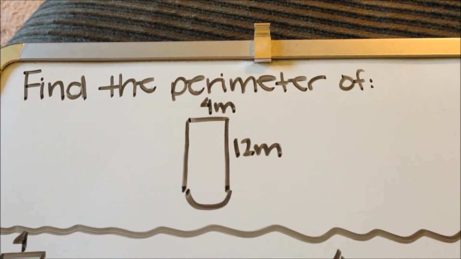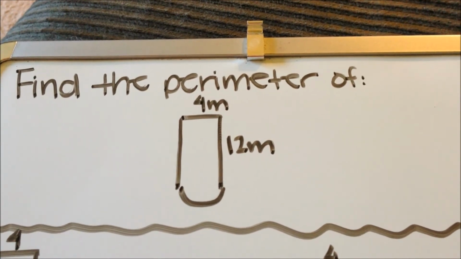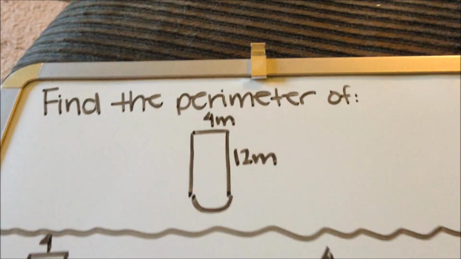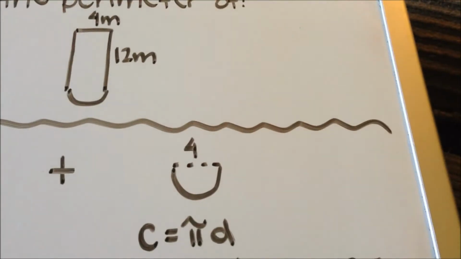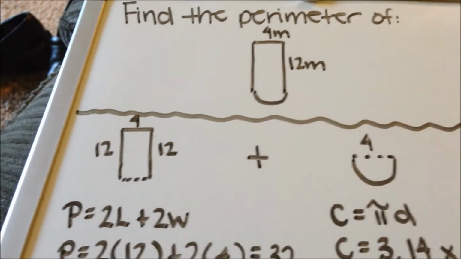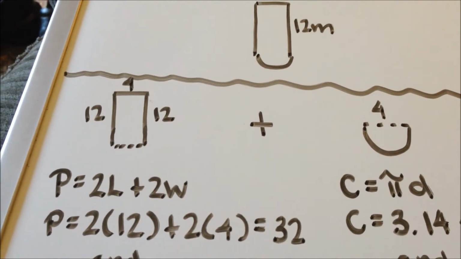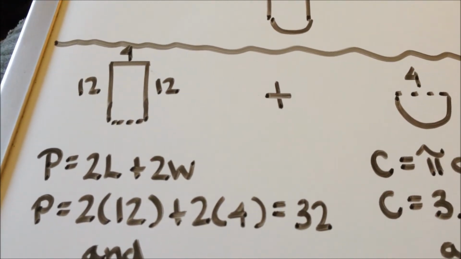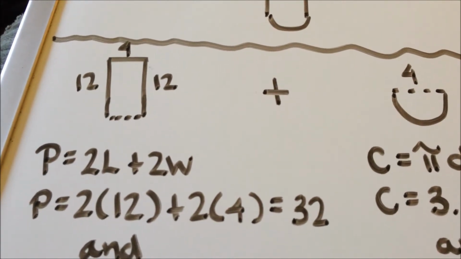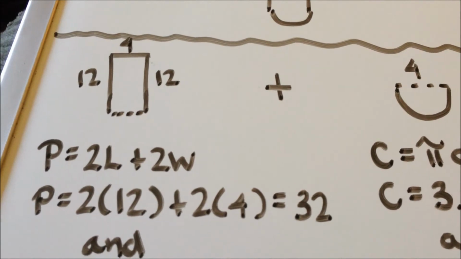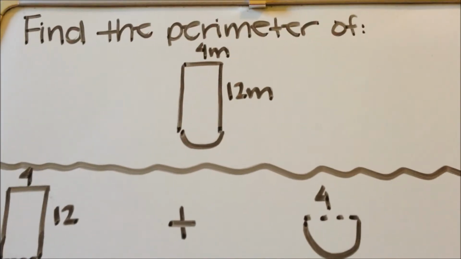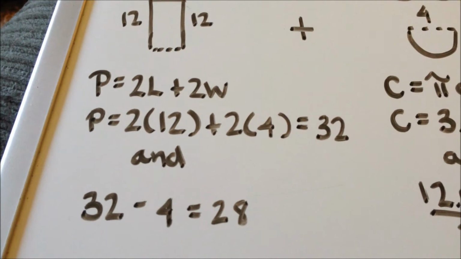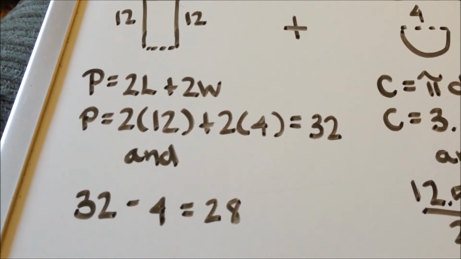Let's now find the perimeter of an object known as a composite geometric figure, such as the one that you see here. This composite geometric figure is made up of a rectangle and a semicircle or a half circle. So what we have to do is determine the perimeter or the circumference of each part and add them together. So in terms of the rectangle, the perimeter formula is 2L plus 2W. So 2 times 12 plus 2 times 4, which equals 32. But one of the 4 sides is not part of the original geometric figure. So what we have to do is take the perimeter 32 and subtract 4 from it, which is the dotted side, and we end up with a perimeter of 28.